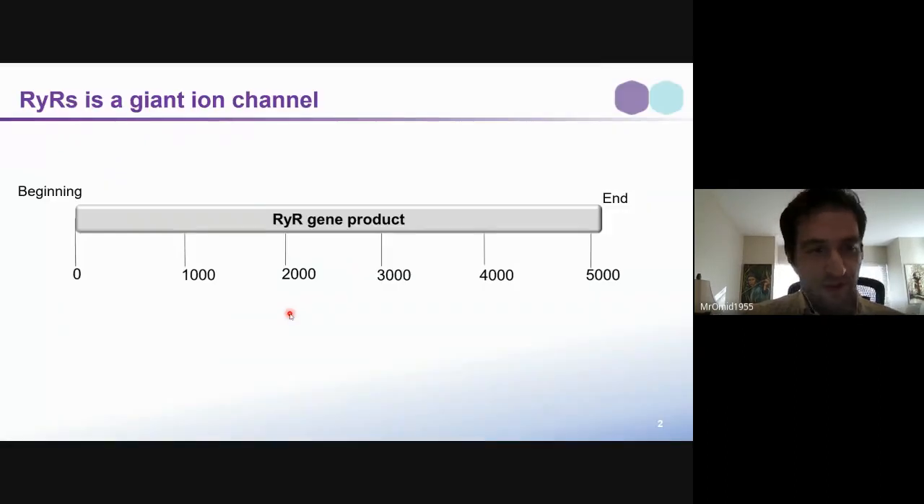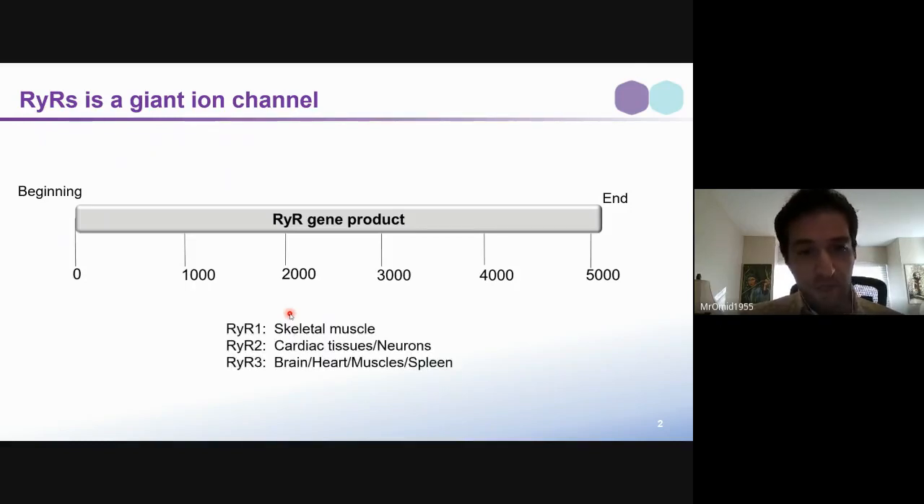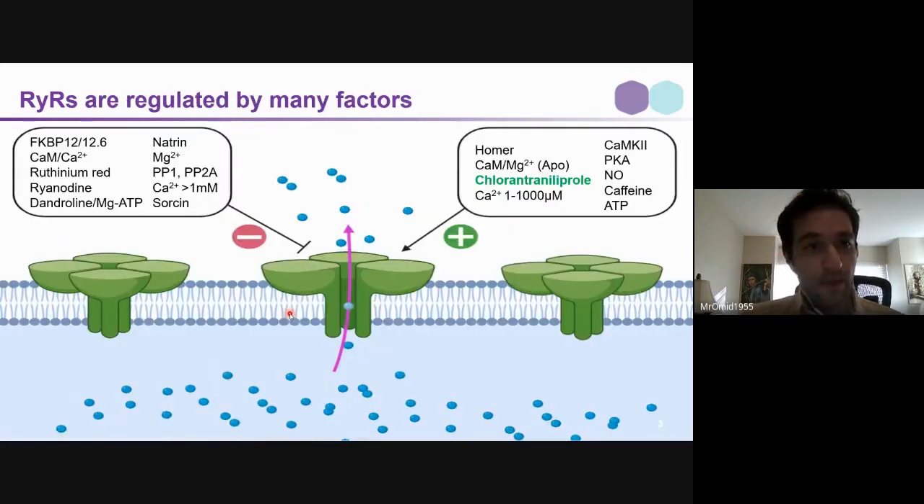As you all know, RyRs are the largest known ion channels. Each is made up of about 5,000 amino acids, and there are 4 copies for a fully functional channel, so it's a tetramer. There are 3 major isoforms in humans: RyR1, which is the major skeletal muscle isoform, RyR2, which is in cardiac tissues and neurons, among others, and RyR3, which is more ubiquitously expressed in different tissues.